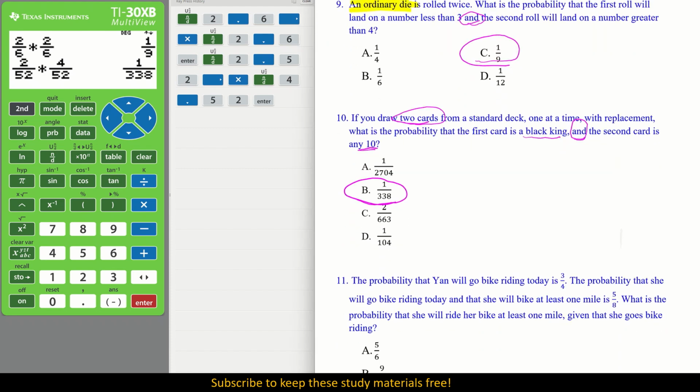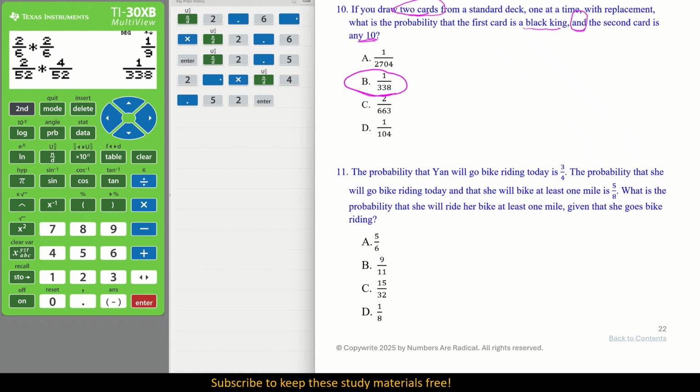All right, so now let's look at number 11. The probability that Yan will go bike riding today is 3/4, or 3 out of 4. The probability that she will go bike riding today and that she will bike ride at least 1 mile is 5/8. What is the probability that she will ride her bike at least 1 mile given that she goes bike riding? That's important. She has to go bike riding in the first place. So she's on her way.